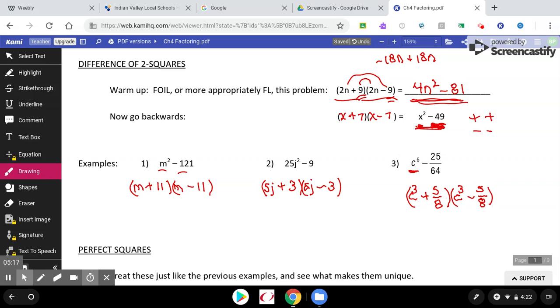So again, to recap, this is the easiest kind. You're going to be using the same numbers, 5 eighths and 5 eighths, the same variables, c to the third and c to the third, one plus, one minus every time.